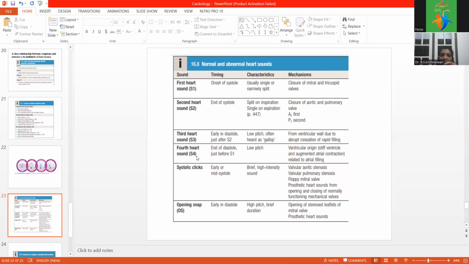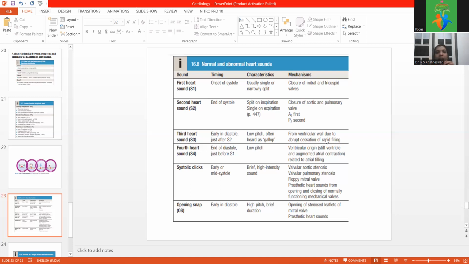Then the fourth heart sound, S4. S4 is at the end of diastole, just before S1. So what is the cause of S3? S3 is abrupt cessation of rapid filling. That is when there is some problem within the valve. What happens when there is stenosis? Stenosis means the diameter of the valve is reduced. So the ventricle cannot push the blood as in the normal case. There is cessation in rapid filling. Cessation means there will be slowing. So it leads to S3.